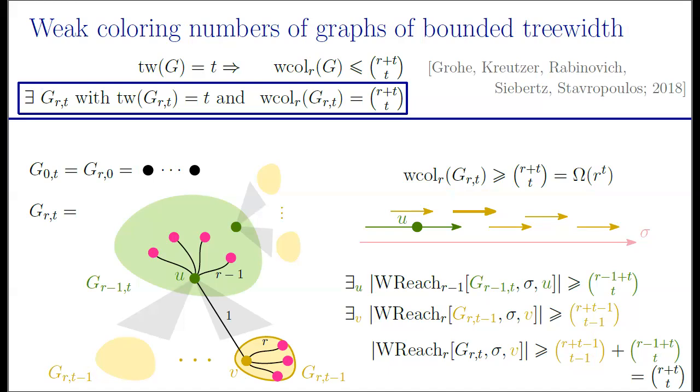We should remember this G_{r,t}. I will state it in some places, and we should remember. One can remember, of course, the construction, but the most important thing is that they have treewidth t, and the weak coloring number is high. Omega of r to the t, if one wants just asymptotics.